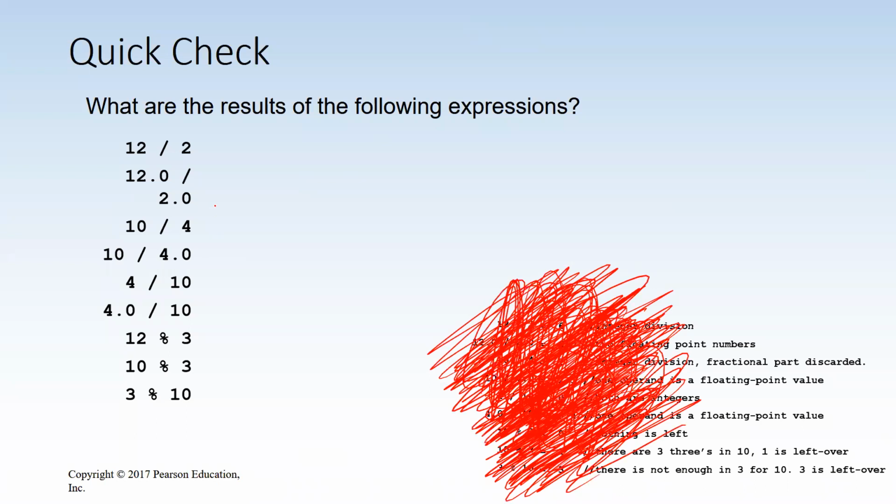Okay, so let's look at this. What are the results of the following expressions? What's the result of this? I think 6. Do you all agree? Yes, 6, everybody? Okay. Because both of them are int. Okay, what about this one? 6.0. Yes, because both of them are double, right? So 6.0. What about this one?